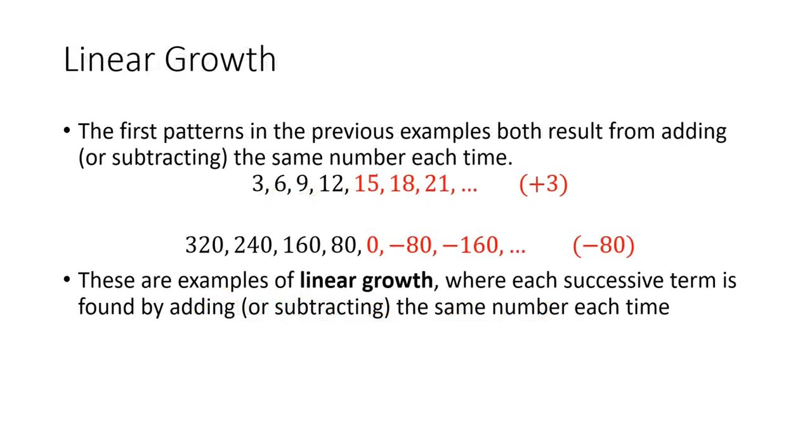The first patterns in the previous examples both result from adding or subtracting the same number each time. So in the first pattern, we added 3. And then in the first pattern in the second example, we subtracted 80. These are examples of linear growth, where you find each term by adding or subtracting the same number each time.